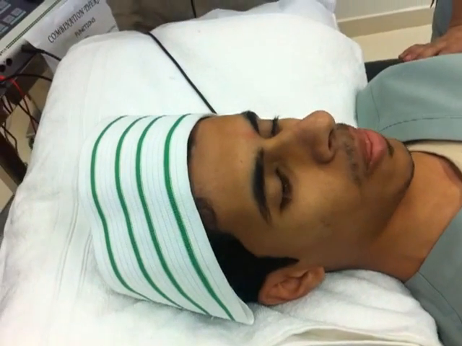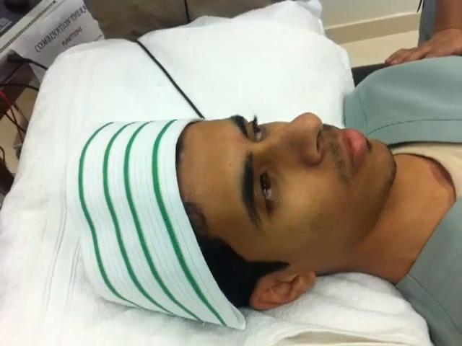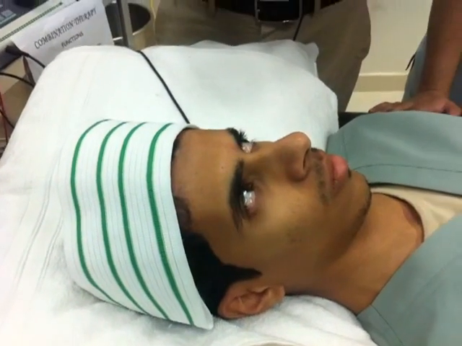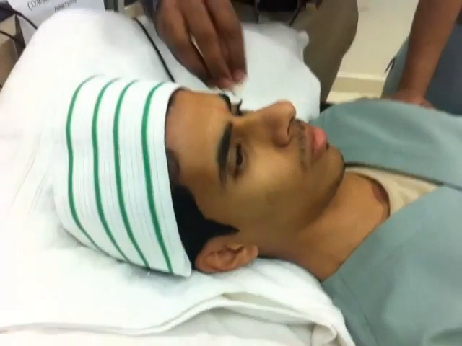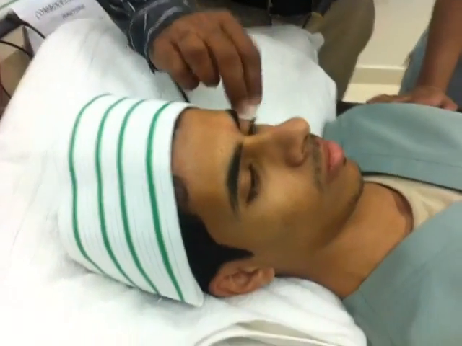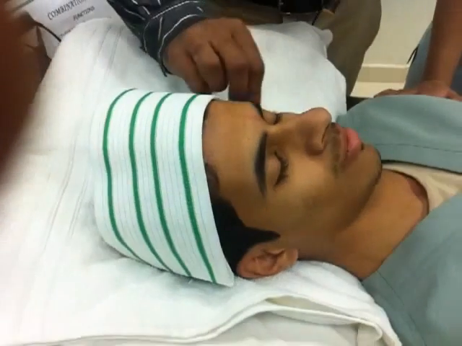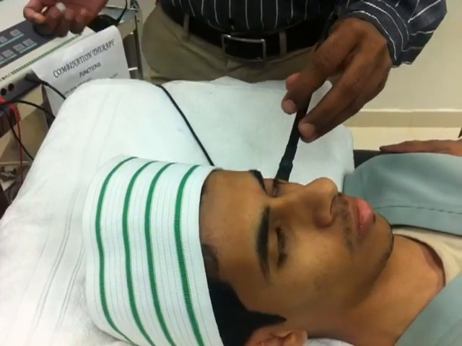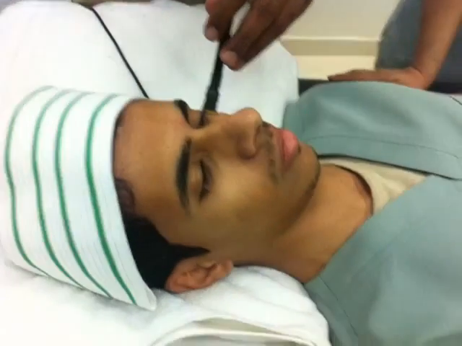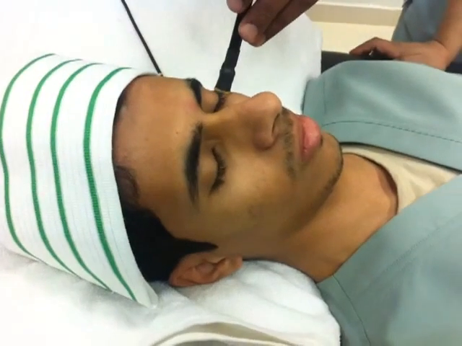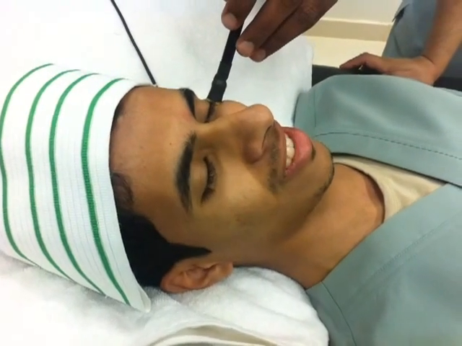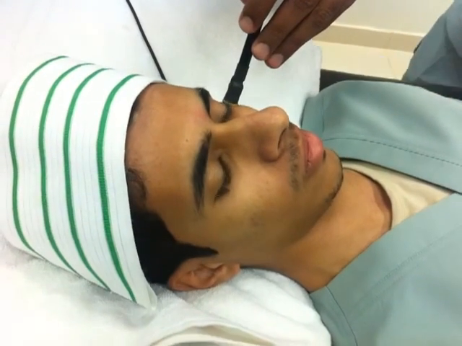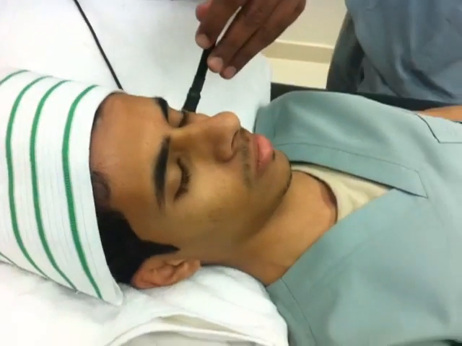So the next muscle we are going to stimulate is orbicularis oculi. Oculi means eye. So this is the point. What does it do? Closing of the eyes, the eyelids. Orbicularis means the muscle which is of round structure, like the orbit, round.